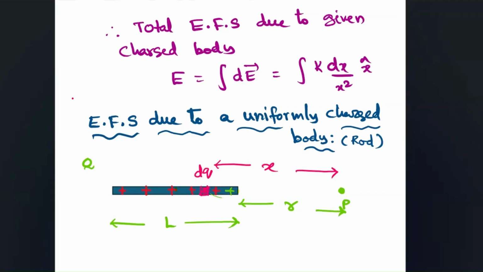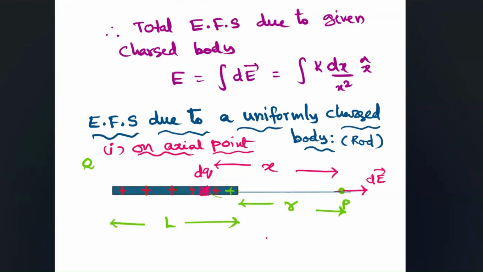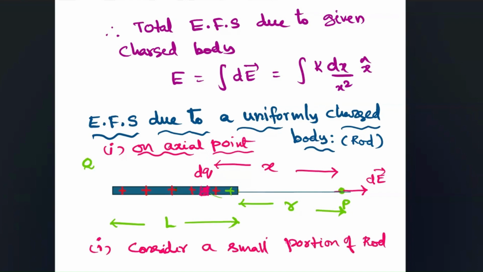What is the electric field intensity due to dq here? It is dE bar. Where is the point? The point is on the axial line of the rod. The line passing through the center of the rod along the length is called its axis. On the axial line at a distance r, at point P, what is the electric field intensity we are calculating? For that, what is the first step we took? Consider a small portion of the rod. That is step 1.